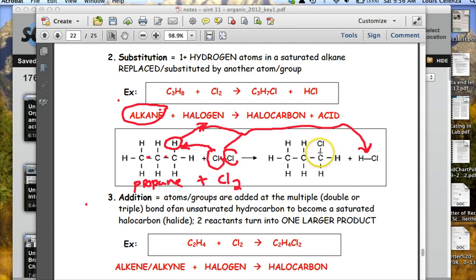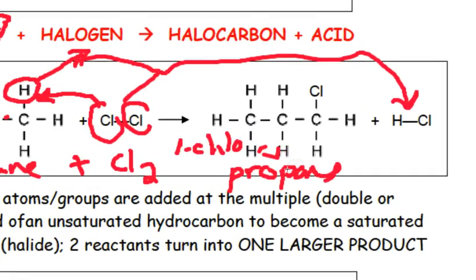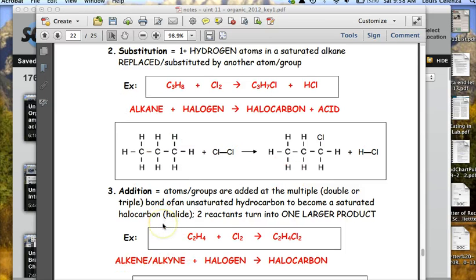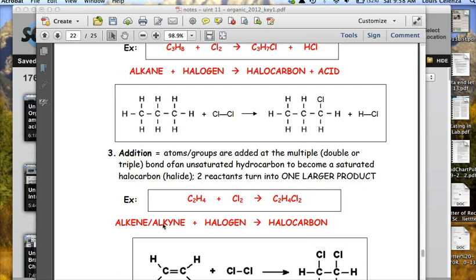And again, to name it, this is a propane still because it's a 3-carbon chain. And we have a chlorine on the first carbon. So this would be 1-chloropropane. So now compare that to the one below it, which is an addition reaction.